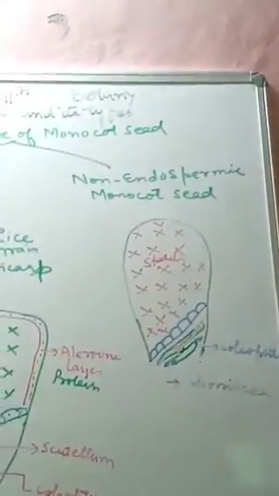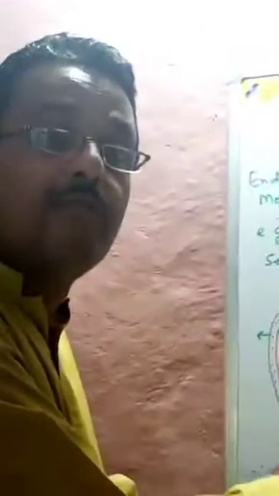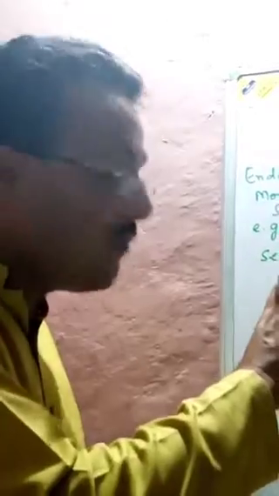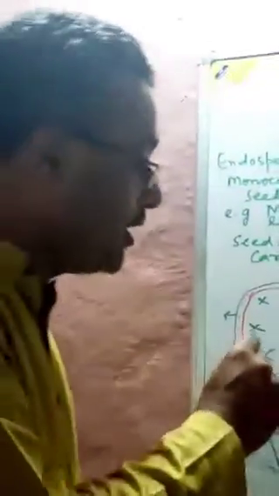Now, this scutellum, which is here, is still called a cotyledon. When we talk of the cotyledon, it simply means the structure which has the reserve food, where food reservation takes place, and that food is then used for the embryonic development.